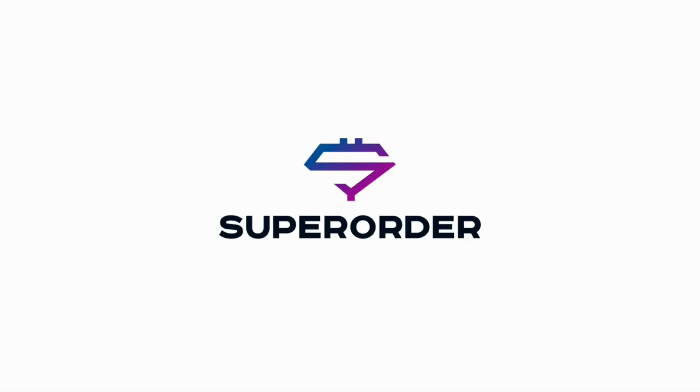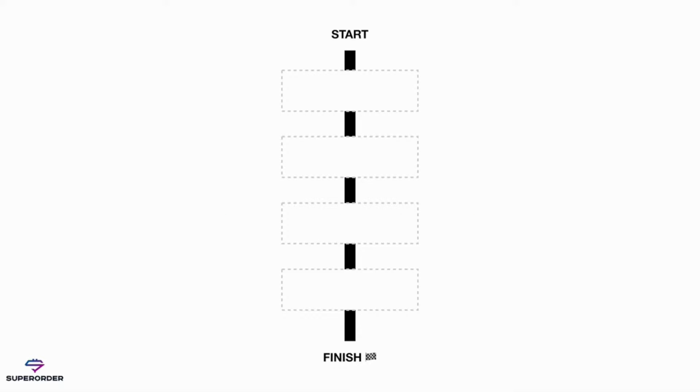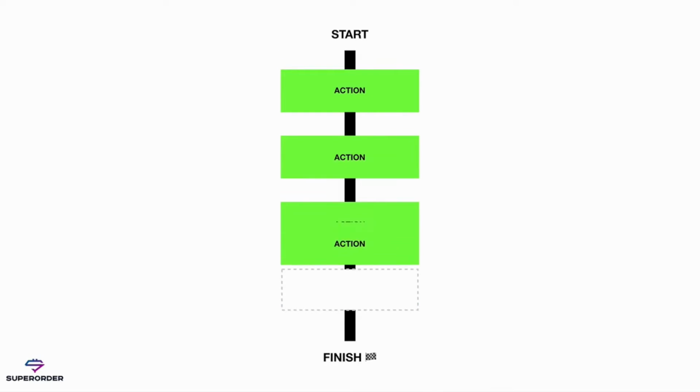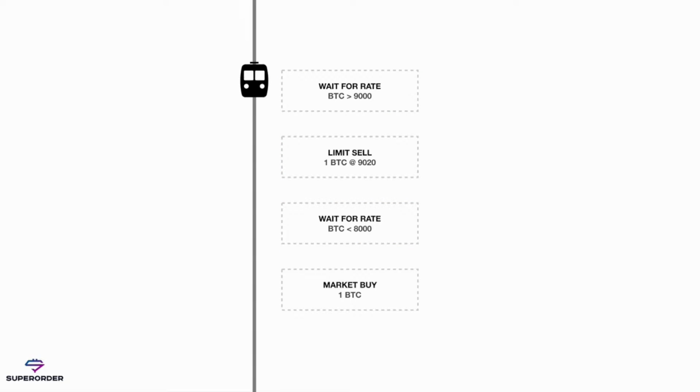Hello, let me explain how SuperOrder will help you to make money. SuperOrder is a visual way to build your strategy. We made a simple interface where you can create strategies consisting of different actions, executed one after the other. Imagine an elevator going down from the top and stopping on all floors.